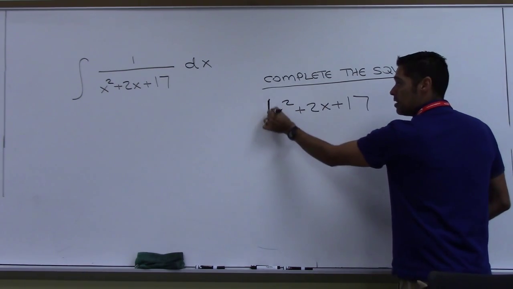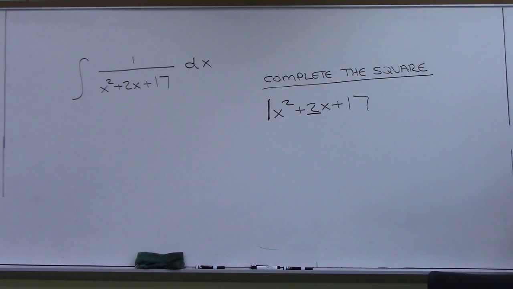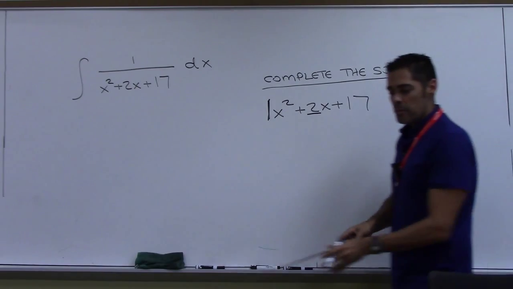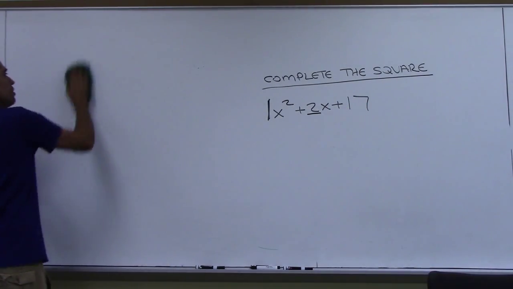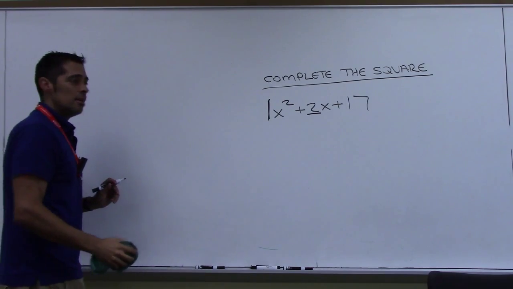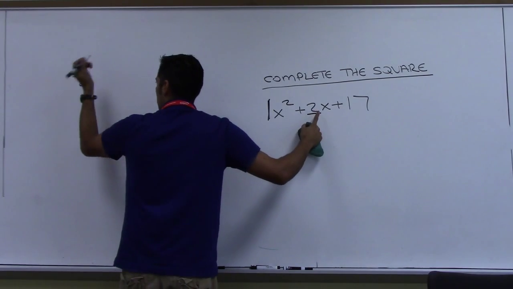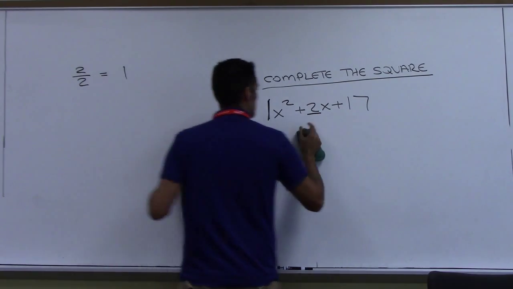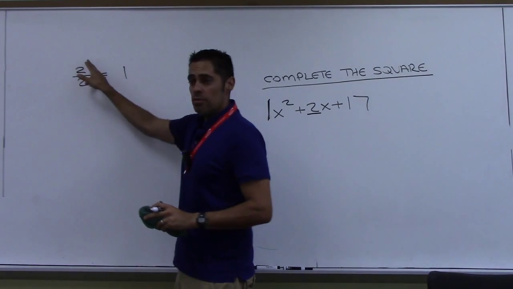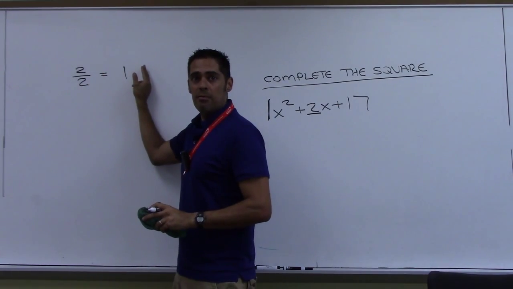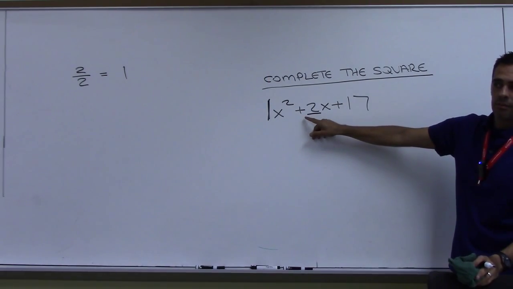The second step after you make sure it's 1 is you look at the number in front of x, which in this case is 2. What do you do with that number? You take half of that number. So you take the 2 and divide it by 2, and that's 1. Now, what if this was negative 2? Then negative 2 over 2 is negative 1. You always divide by 2, but you keep the sign.